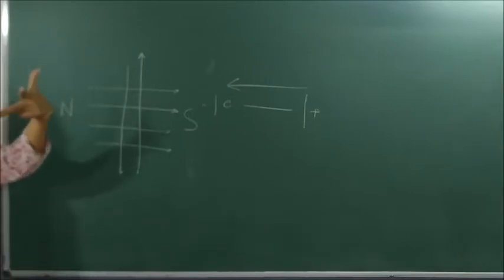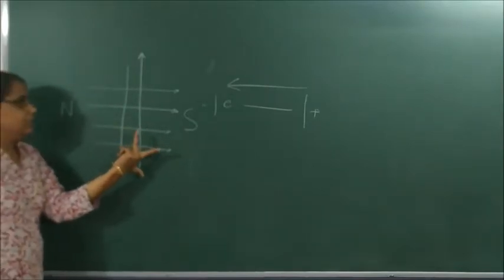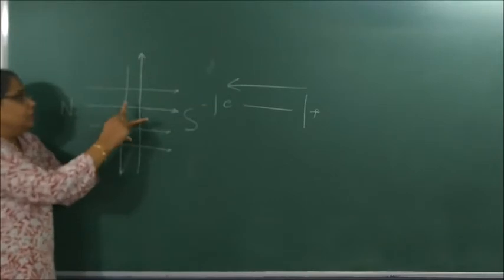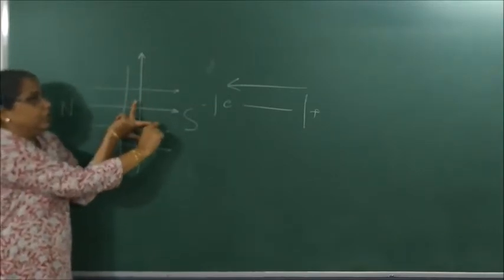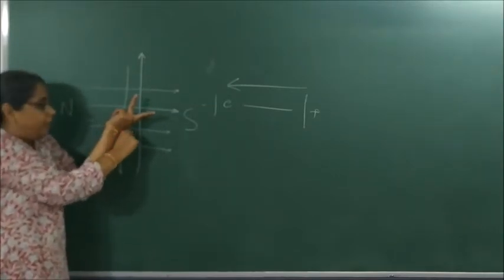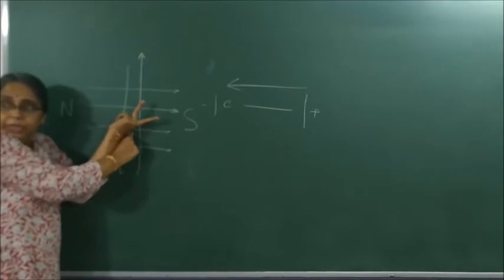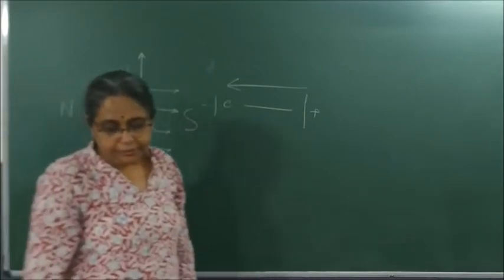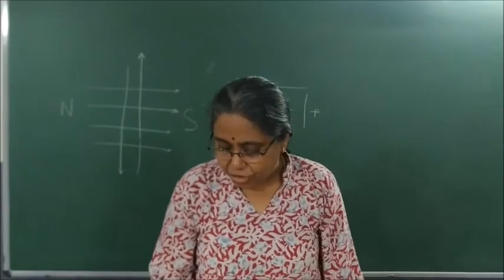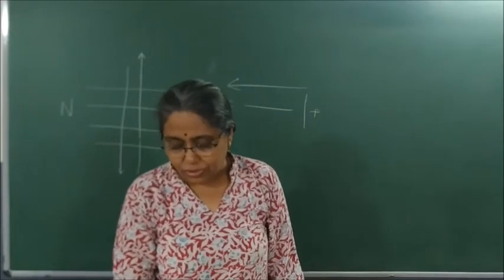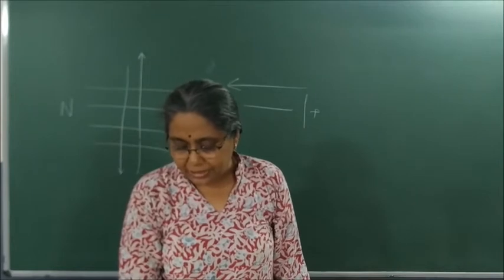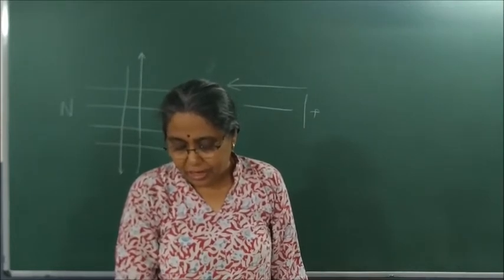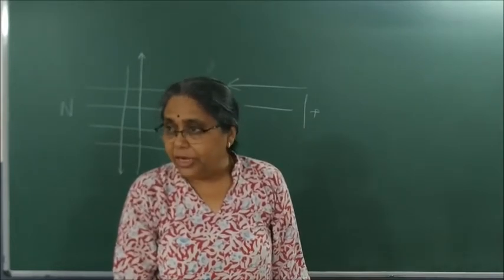Now see, I apply the same thing like this. Can you see? This is my current. This is the direction of magnetic field. Where is it going? Into the board. So what is the question asked? An electron enters a magnetic field at right angles to it. The direction of force acting on the electron will be to the right, to the left, out of the page, into the page.